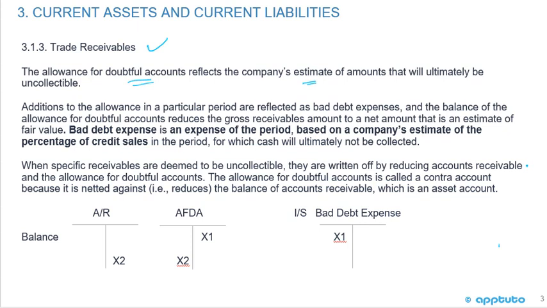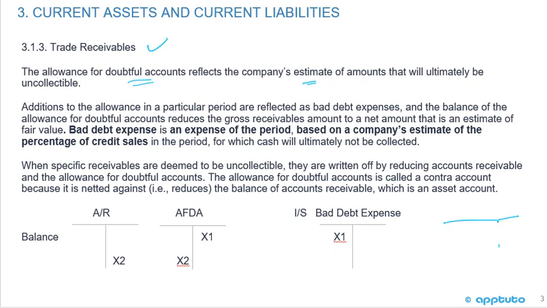When specific receivables are deemed to be uncollectible, they are written off by reducing accounts receivable and the allowance for doubtful accounts. The allowance for doubtful accounts is called a contra asset because it is netted against, i.e. reduces, the balance of accounts receivable, which is an asset account.